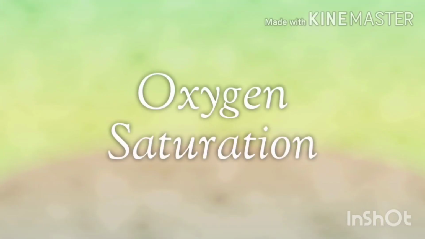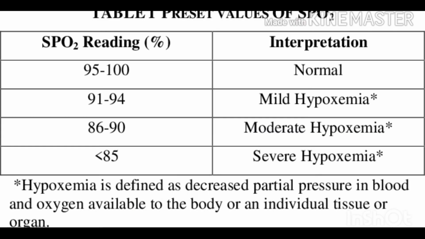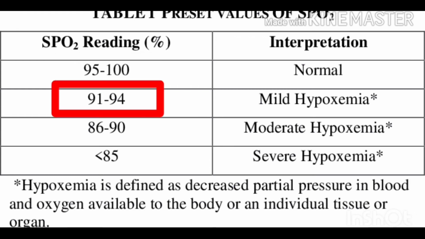Next comes the normal oxygen saturation levels. In normal or healthy individuals, the oxygen saturation is 95 to 100%. Whereas if the oxygen saturation level is 91 to 94%, we can categorize it as mild hypoxemia. Hypoxemia is nothing but decreased oxygen saturation levels. So that condition is known as hypoxemia.